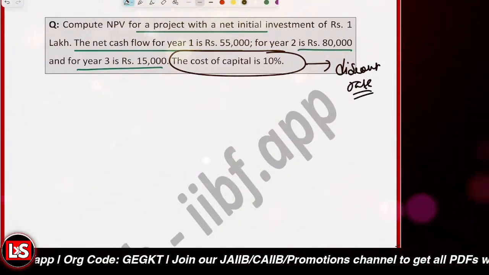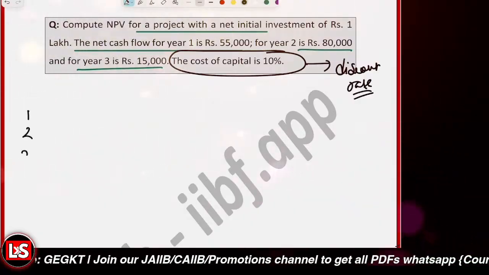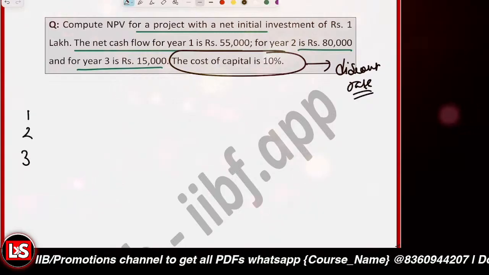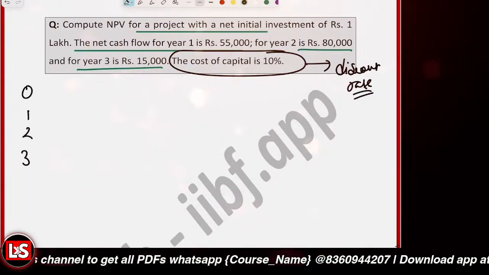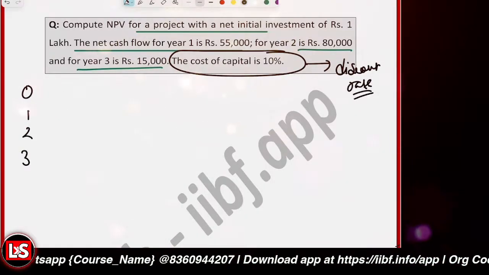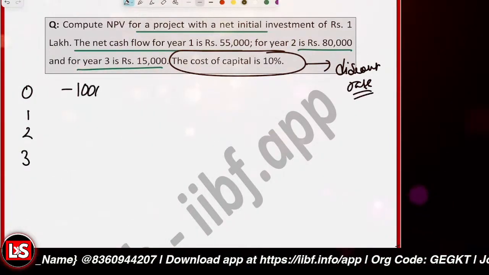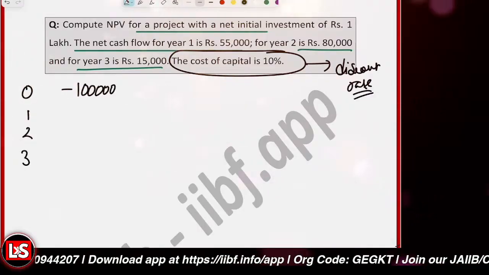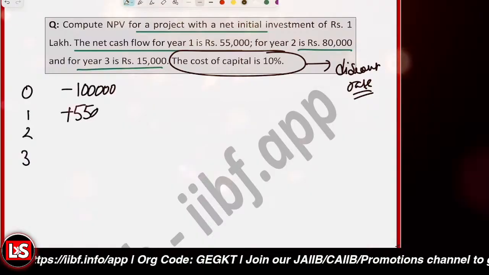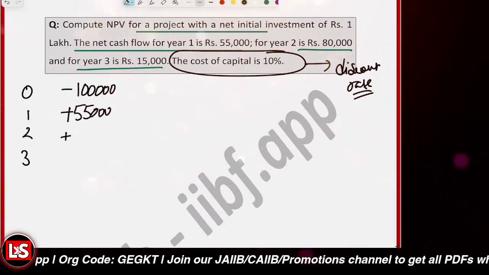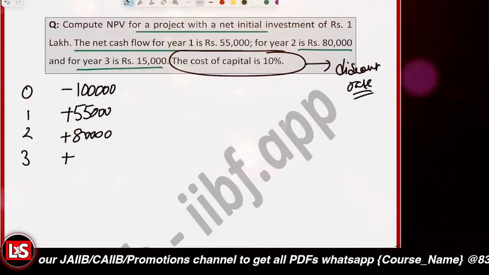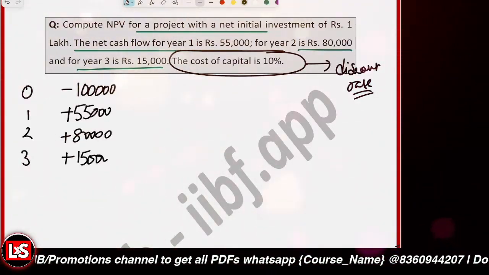So how will we solve it? First of all, take the cash flows for year zero. There is an investment, which is the present one, and the investment is of 1 lakh rupees. So it is a cash outflow, and it gets a negative sign. For year one, there is a cash inflow of 55,000 rupees. For year two, you're getting 80,000 rupees. And for year three, we are getting 15,000 rupees.